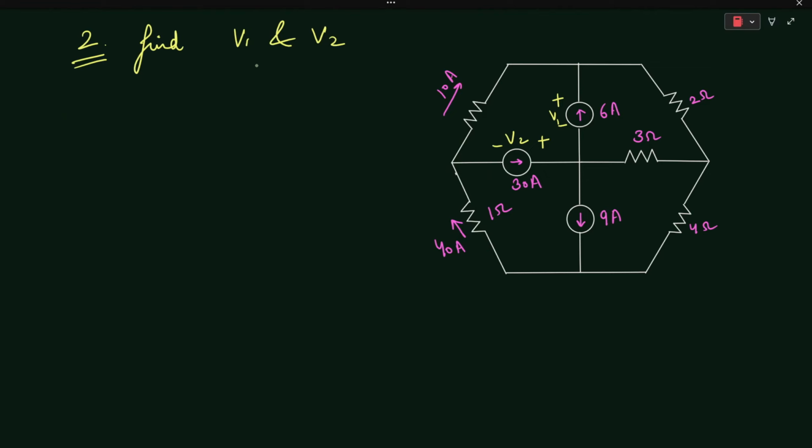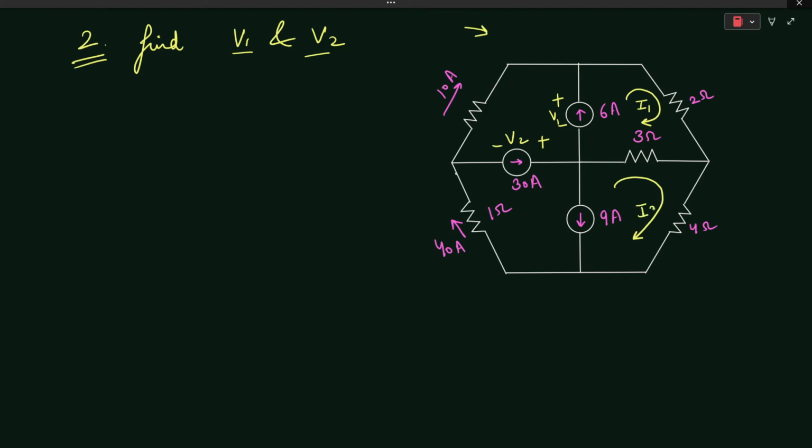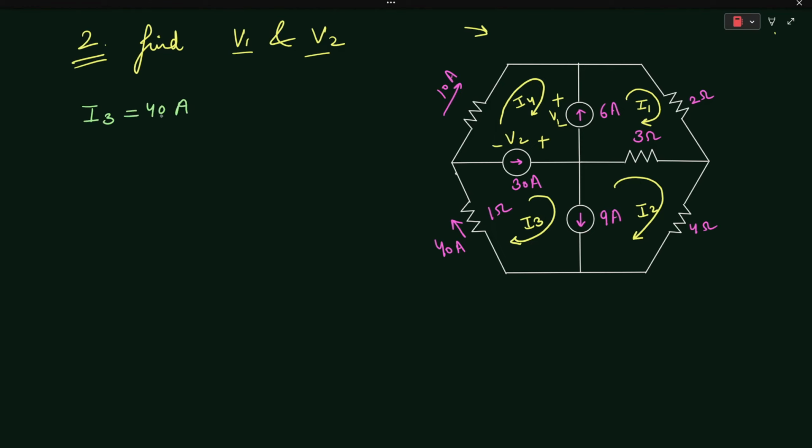In the second problem, we need to find the values of the voltages V1 and V2 of this electrical network. As you can see, let's say this is your first mesh and the current flowing in this mesh is I1. Similarly, the current flowing in this mesh is I2, in this mesh is I3, and in this mesh is I4. The value of I3 will be equal to 40 amperes. Similarly, the value of I4 is equal to 10 amperes.